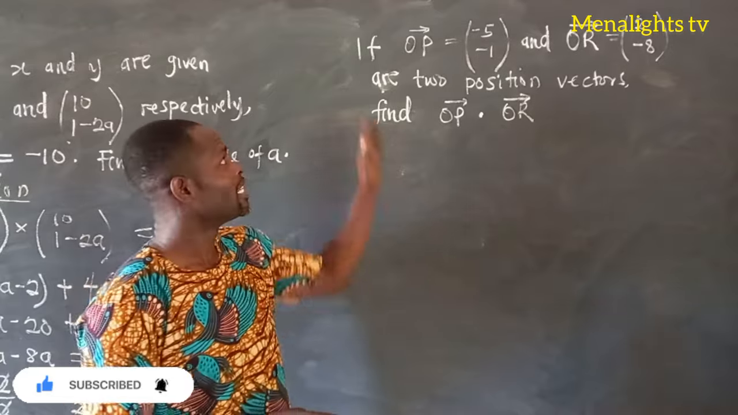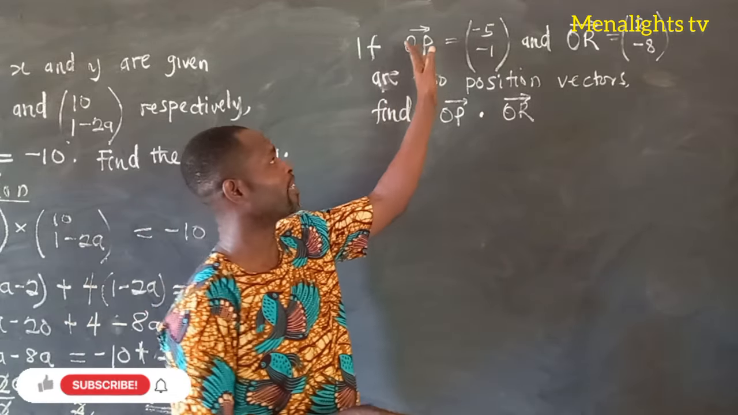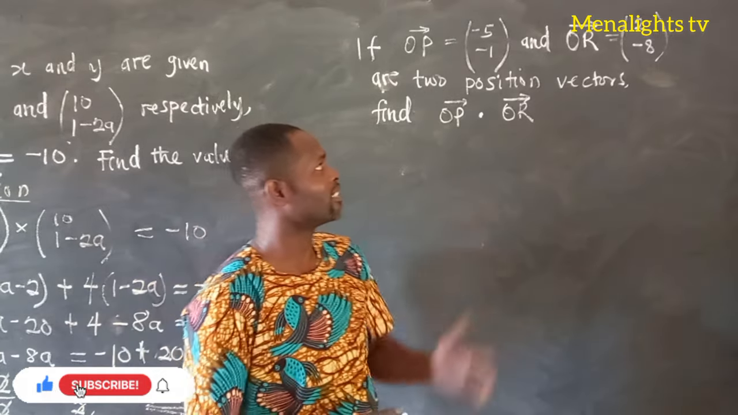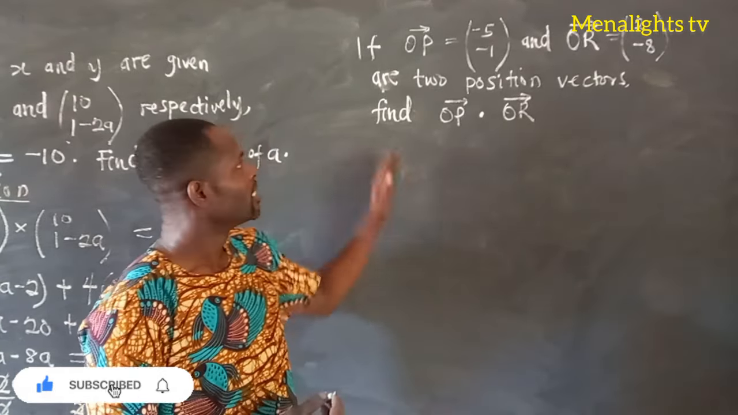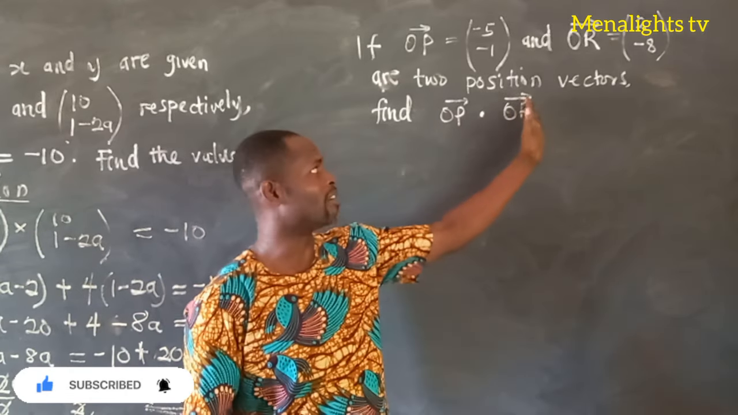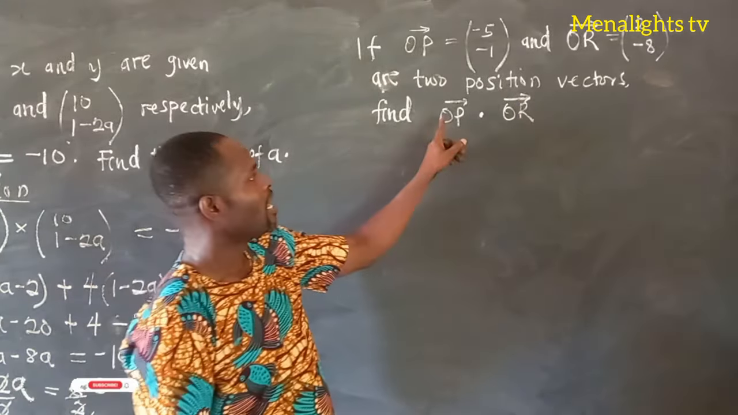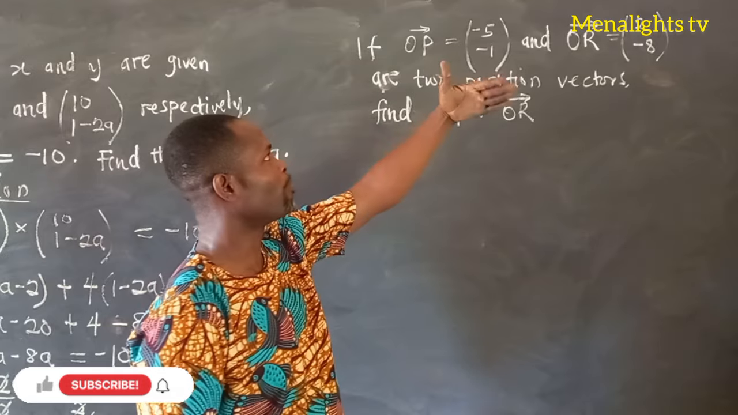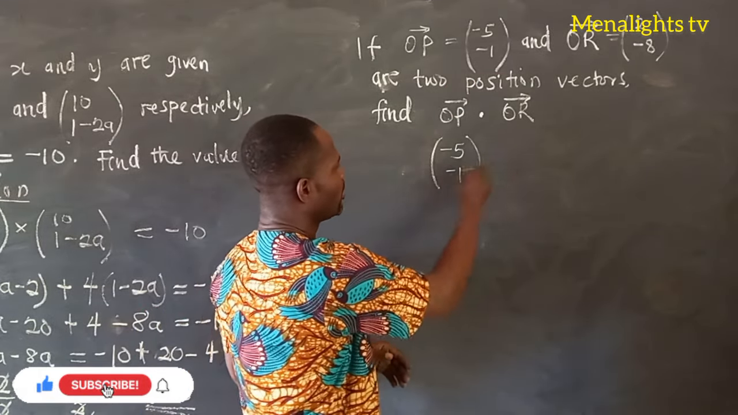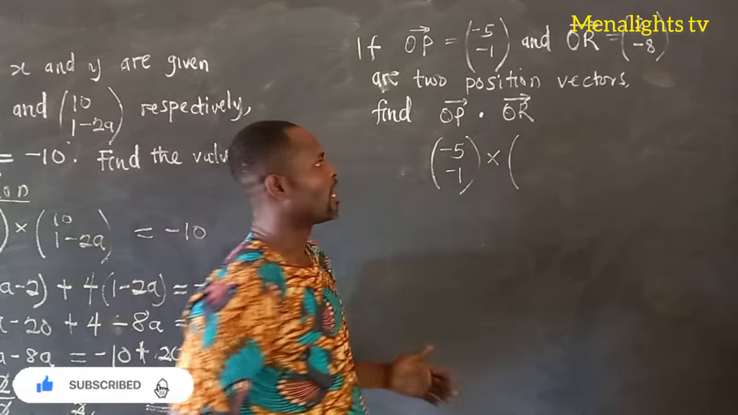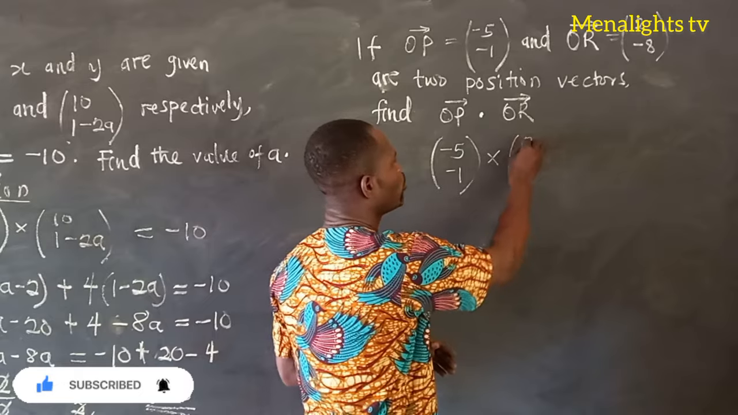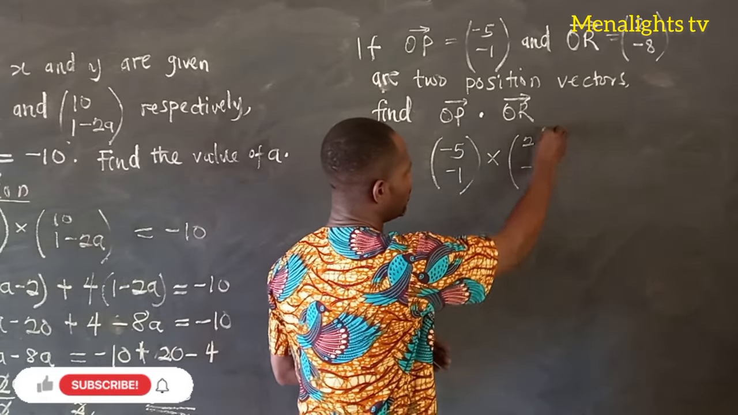Another example: if OP is equal to (-5, -1) and OR is (2, -8), then find OP times OR. So our OP is (-5, -1), then times our OR, which is (2, -8).